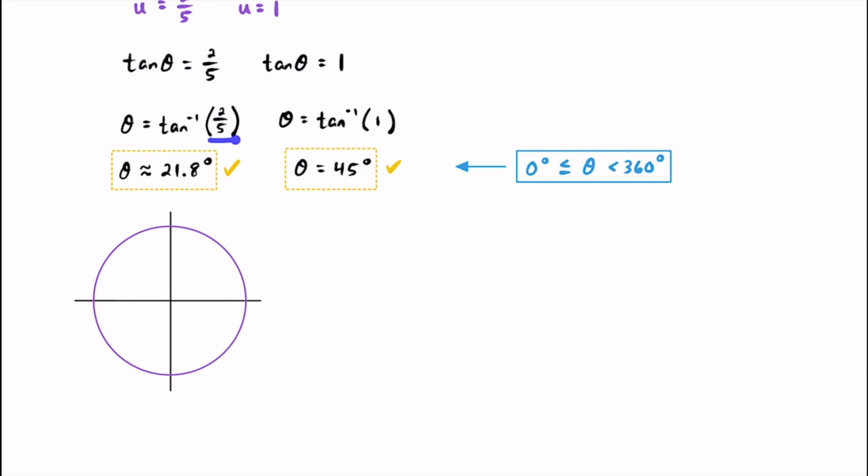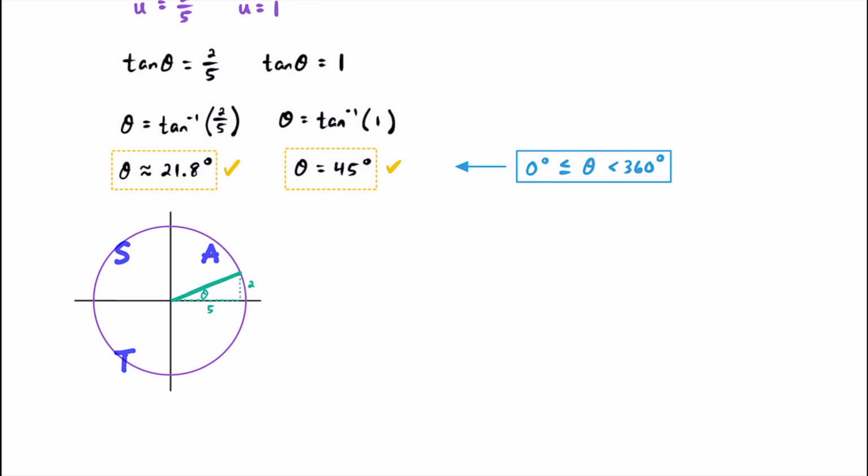Let's start with this ratio of 2 to 5, where we have this 21.8 degrees. So I'm going to say roughly that 21.8 degrees is right about here. If I go ahead and draw a triangle, then this 21.8 degrees is right over at this angle. Now remember, tangent has a ratio that is y to x, or opposite over adjacent. So our y value here is going to be 2, and our adjacent value is going to be 5. Remember, this makes sense that we have a positive ratio because all three trig functions are positive in quadrant 1.